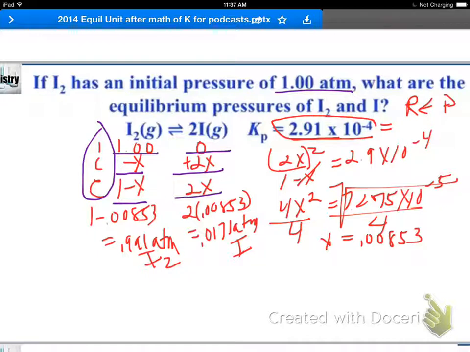This is 2x, okay? So we're going to take that (2x) squared over 1 minus x is equal to the equilibrium constant. Because our equilibrium constant is so low, we're going to eliminate x, because the small K tells us that we are reactants favored, so our assumption is we're not going to lose much reactant. We're going to end up close to the same concentration. So when we do that, we end up with 4x squared is equal to 7.275 times 10 to the minus 5.